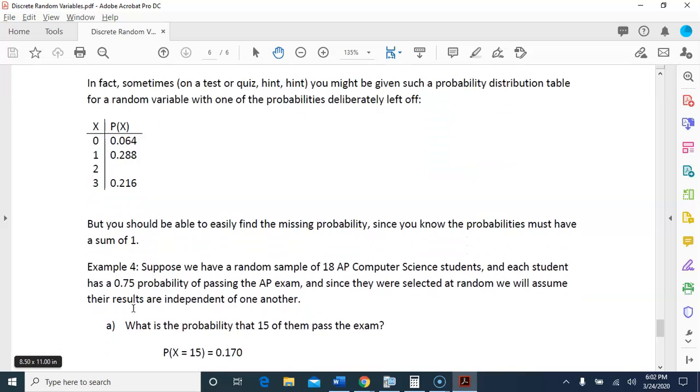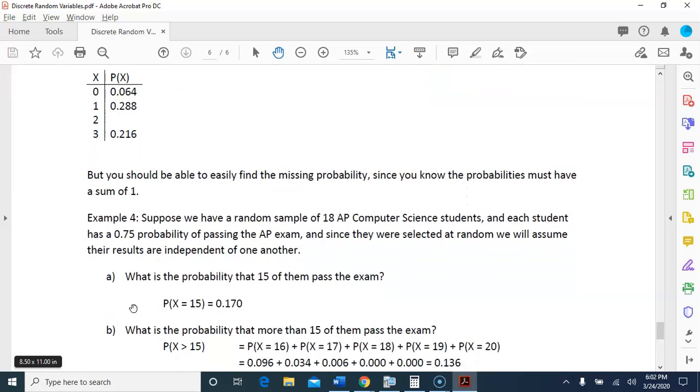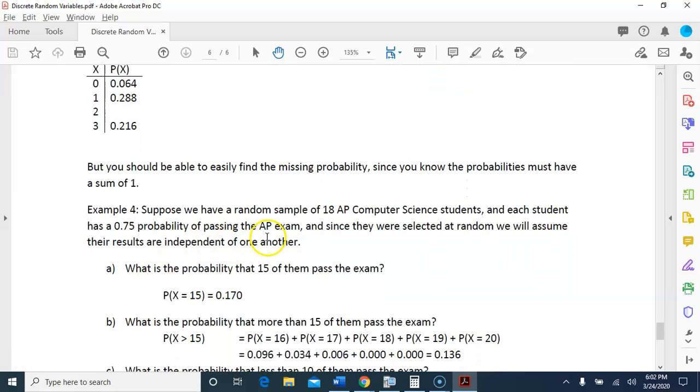Okay, here's another example with a little bit bigger value of n. Suppose we have a random sample of 18 AP computer science students, and each student has a 0.75 probability of passing the AP exam. And since they were selected at random, we assume that the results are independent of one another. What is the probability that 15 of them pass the exam?